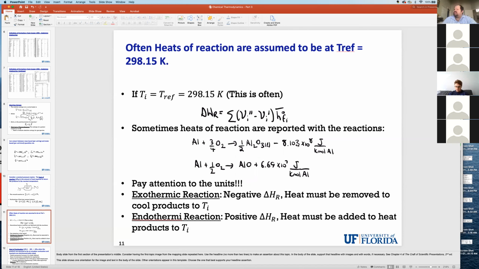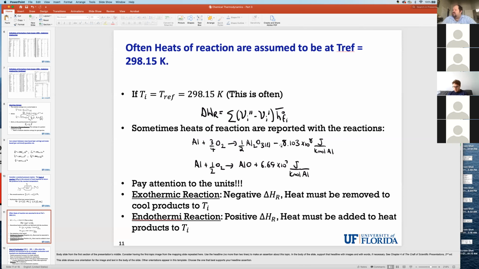Sometimes you see these written separately for a chemical reaction, and in some references you can see that the heats of reaction are actually written in the reaction string itself. This is a paper on modeling aluminum combustion that I've used in the past, and they write their aluminum reactions like this: Al plus 3/4 O2 goes to 1/2 Al2O3 minus 8.103 times 10 to the 8 joules per kmol aluminum. This minus 8.103 times 10 to the 8 joules per kmol is the heat of reaction.